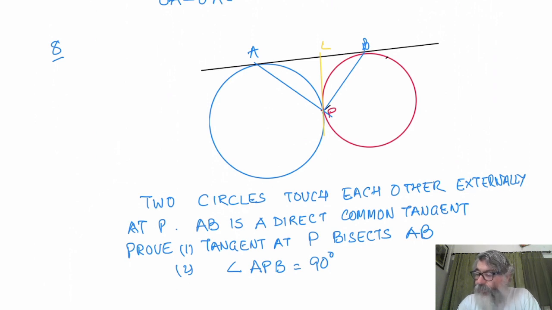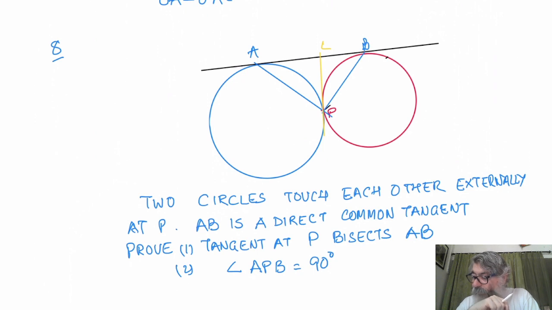AB is a direct common tangent. That means it's a tangent to the blue circle as well as to the red circle. Prove the tangent at P will be a common tangent. Because P is a point which is common to both the circles, and through P if I draw a tangent, that tangent will cut AB at point L.